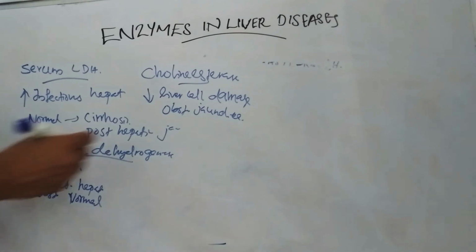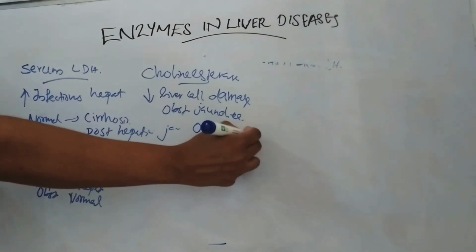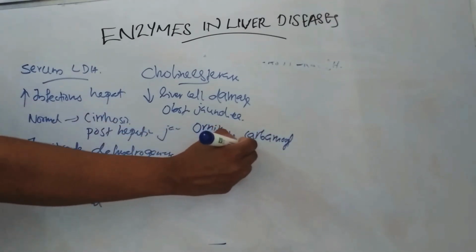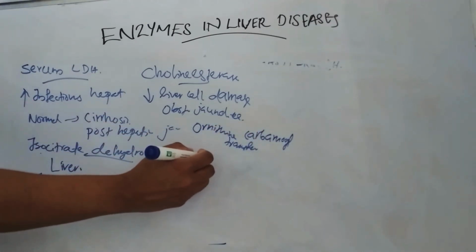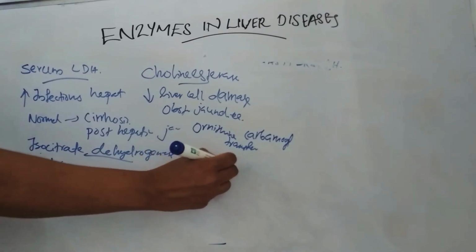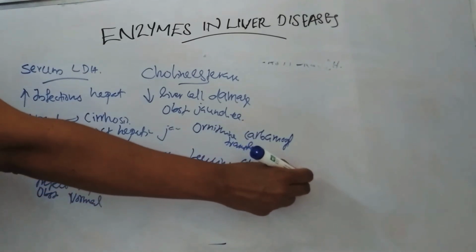Then other enzymes are serum ornithine carbamyl transferase, then leucine aminopeptidase. So these are the enzymes in liver diseases.